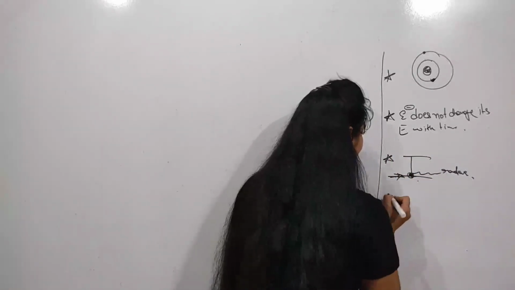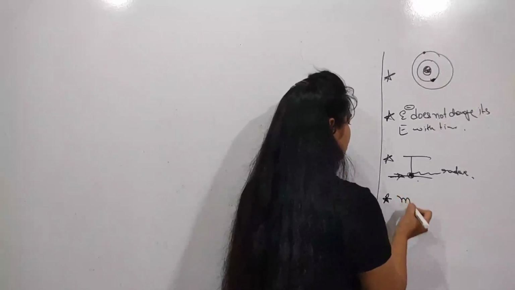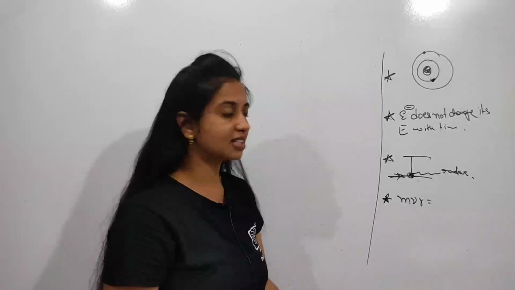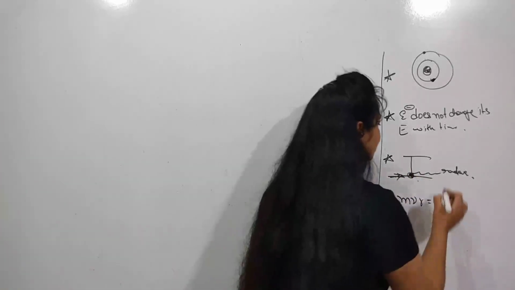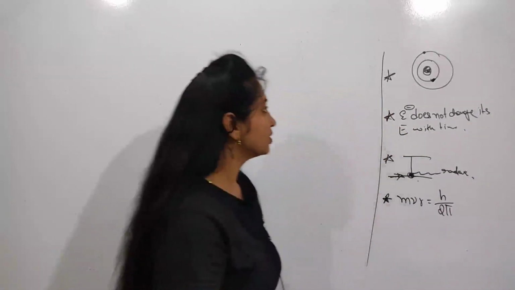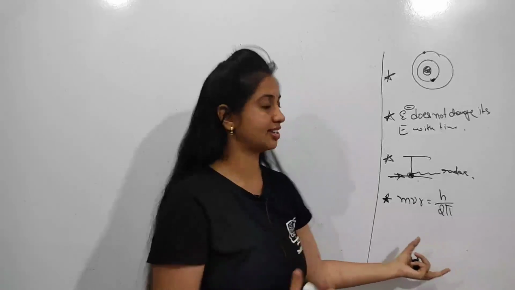And the fourth postulate says that the angular momentum of an electron is equal to an integral multiple of h by 2 pi. So he gave his idea of the structure of an atom.